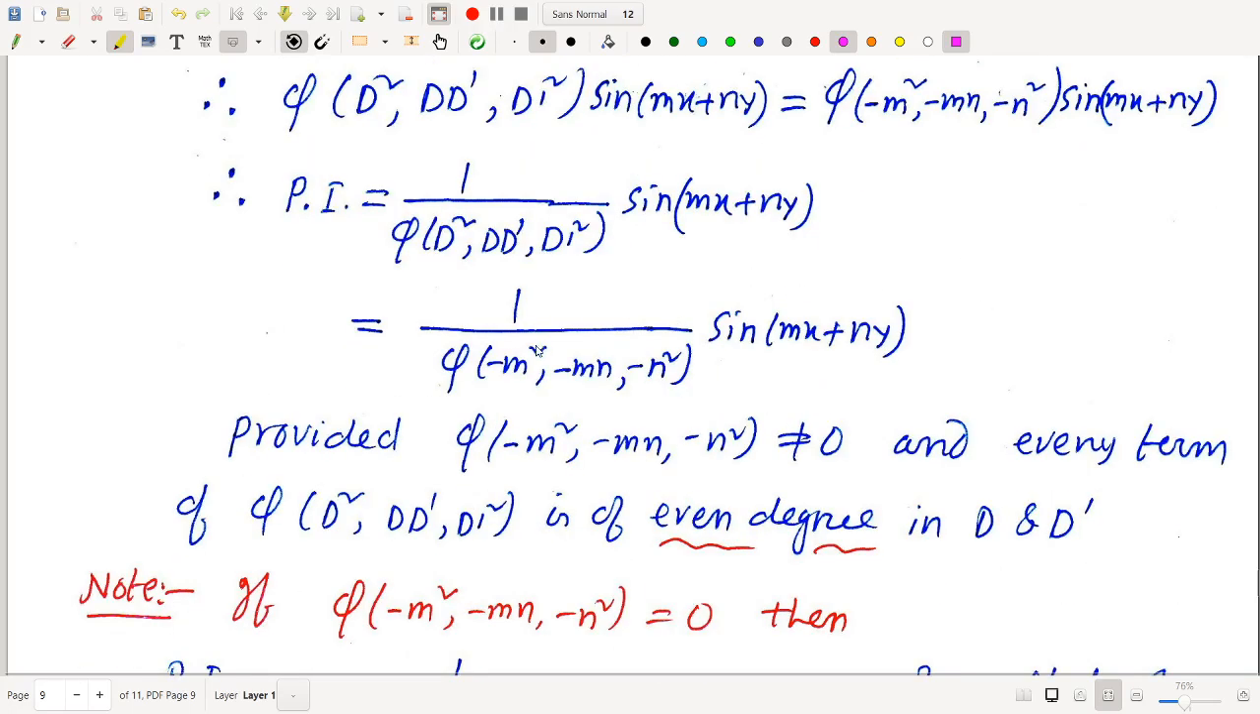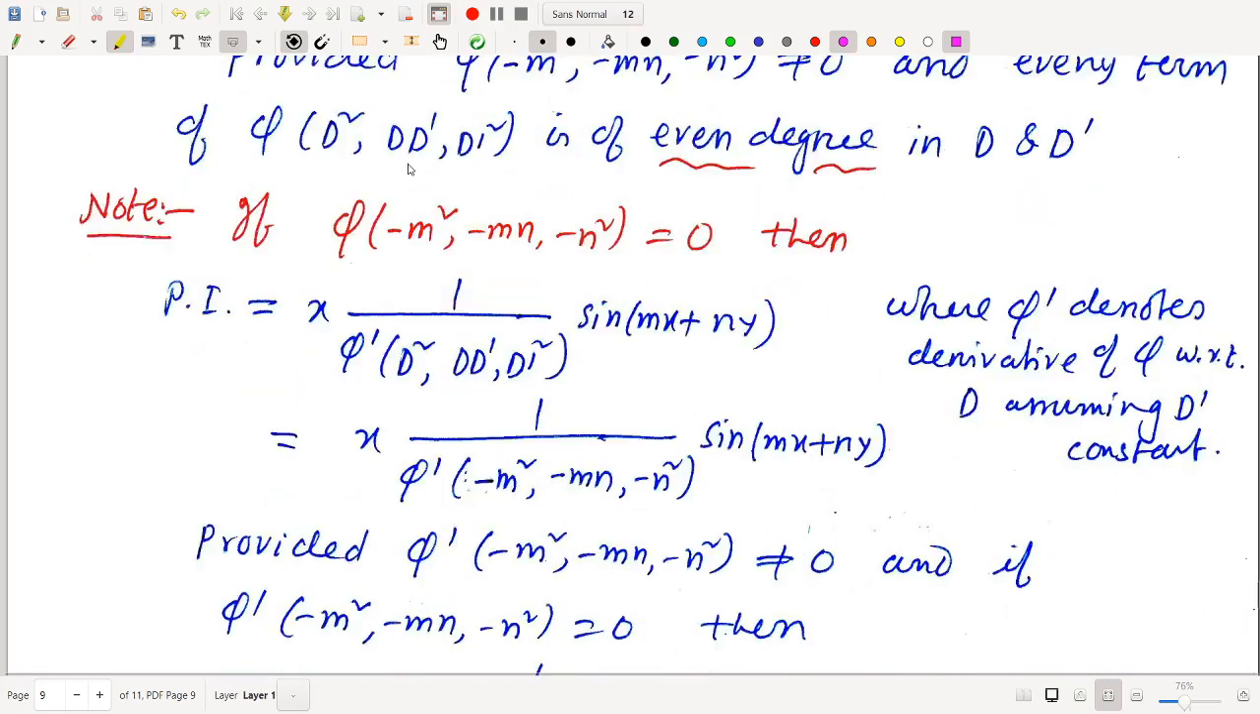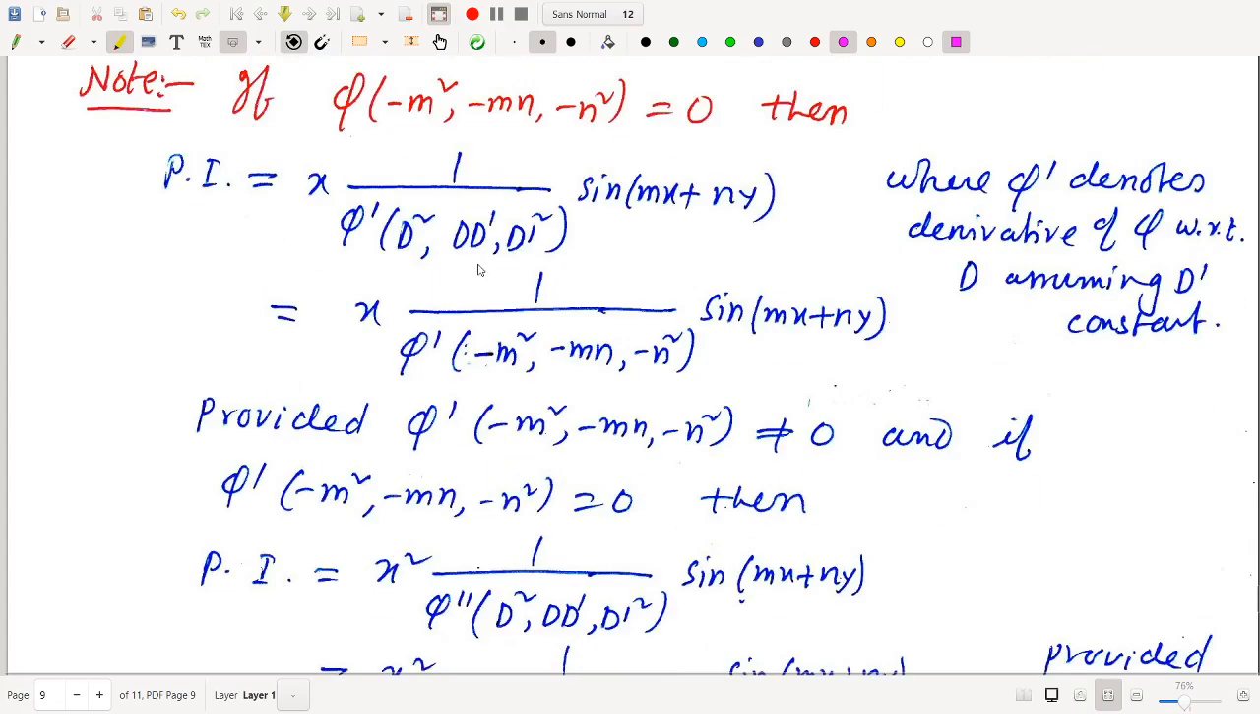So this is the value, provided of course this phi value is not equal to 0, and every term of phi of D square, comma, D D dash, comma, D dash square is of even degree in D and D dash. But if not of even degree, then also it can be applied, we shall see in the note. Now if phi of minus m square, comma, minus mn, minus n square equals 0, then what happens?